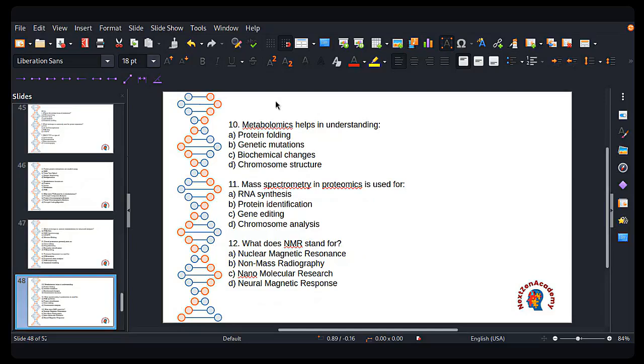Okay. Metabolomics help in understanding what?